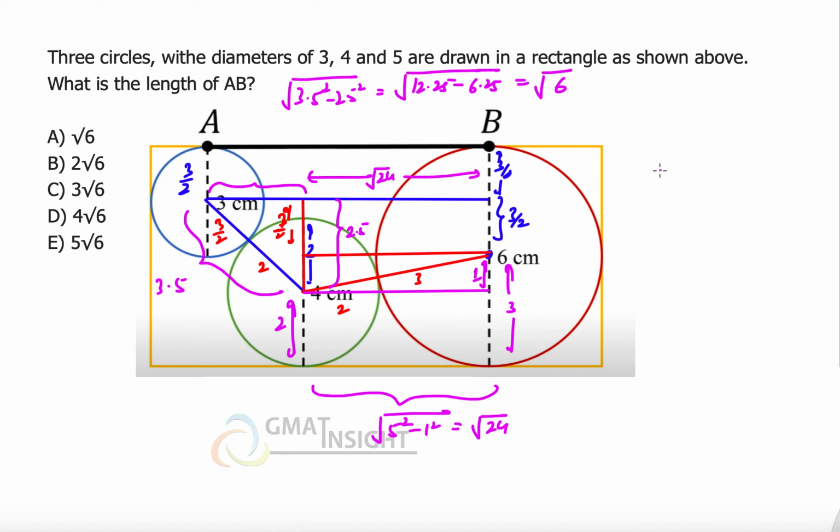Now the length of AB is going to be the square root of 6 plus the square root of 24. The square root of 6 remains as it is, but the square root of 24 can be written as the square root of 4 times 6, that means 2 square root of 6, and therefore AB becomes equal to 3 square root of 6, which is our option C. I hope the explanation was crystal clear.